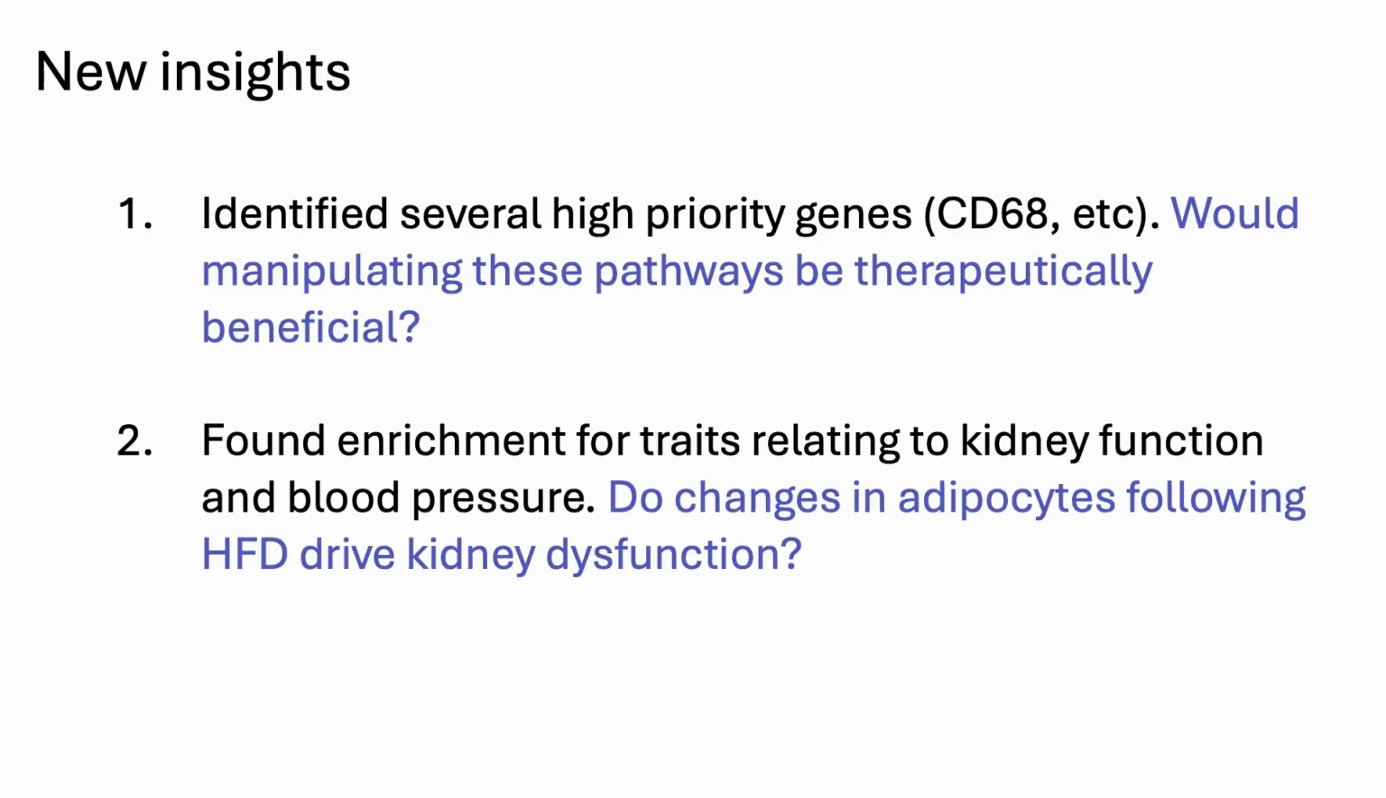Secondly, we found some enrichment for traits relating to kidney function. And this was quite an interesting hypothesis because the idea is that changes in the adipocytes following high-fat diet are leading to changes in protein expression, which are causal for kidney dysfunction. And so potentially this might help piece together how obesity and kidney dysfunction are related mechanistically.